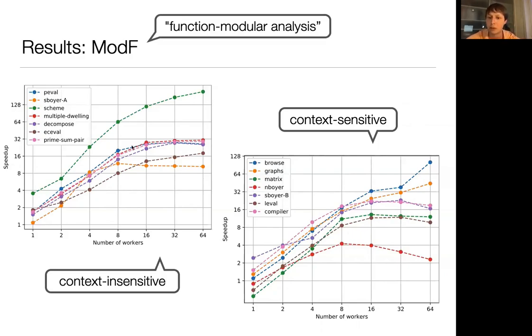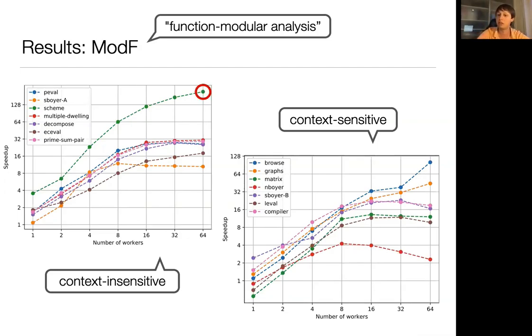Now, in both cases, we observe rather consistent speedups up to 16 workers. For instance, when using 4 workers, we observe for most benchmarks a speedup between 3 and 8. And when using 16 workers, for most benchmarks, we end up with a speedup between 8 and 32. In general, we also notice that longer running benchmarks seem to benefit more from the parallelization, whereas shorter running benchmarks, such as the N-Boyer benchmark here, actually start to slow down when increasing the number of workers.